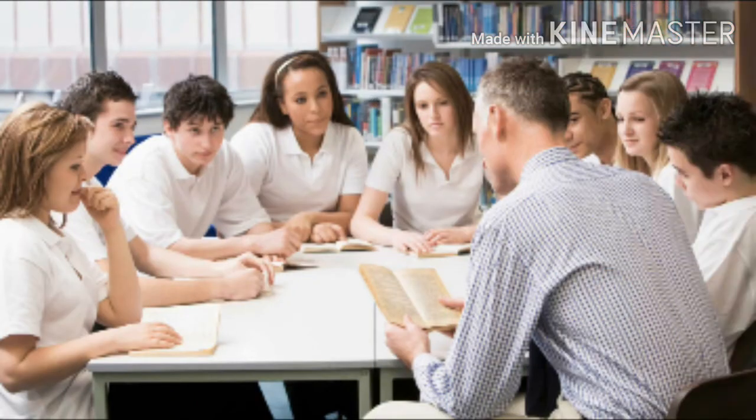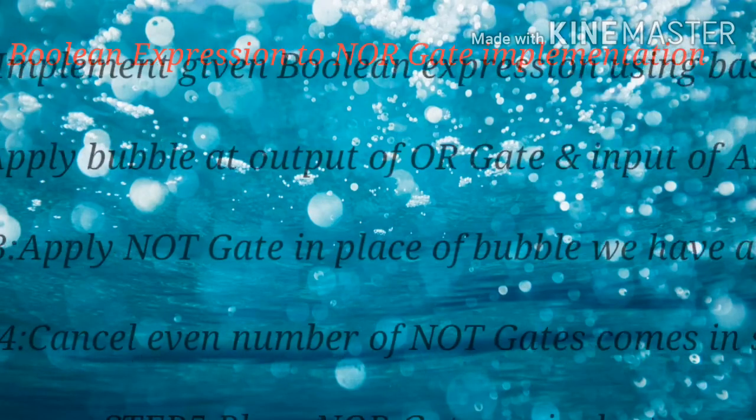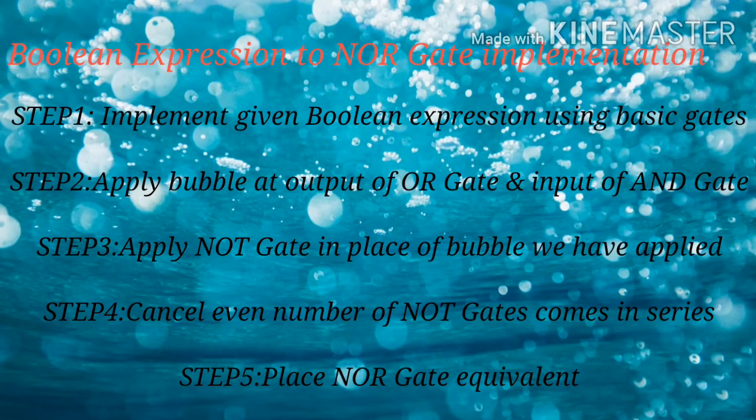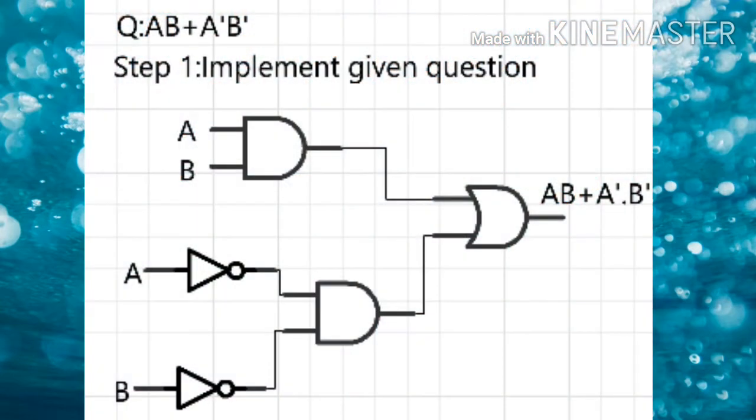Now let's learn how to implement a Boolean expression using a universal gate. For NOR gate implementation, 5 steps are to be performed, mentioned step by step. Watch that carefully. Step 1: common implementation.